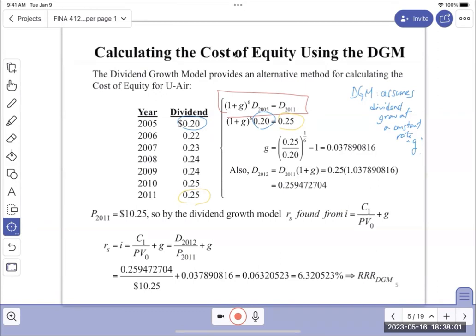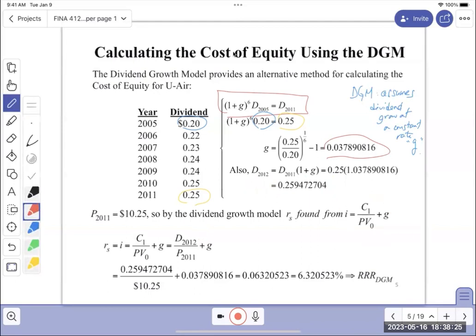All right, so that means once we find G, now that's my G, which I can store and then add 1 and multiply to find the dividend in the next year, 2012. So the dividend next year, now I'm going to use the model.